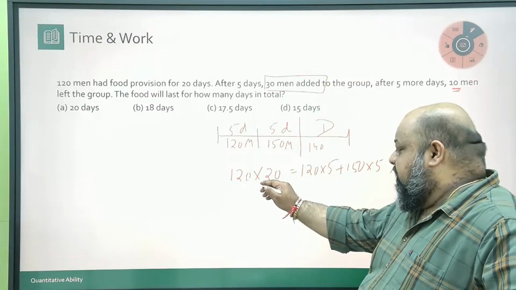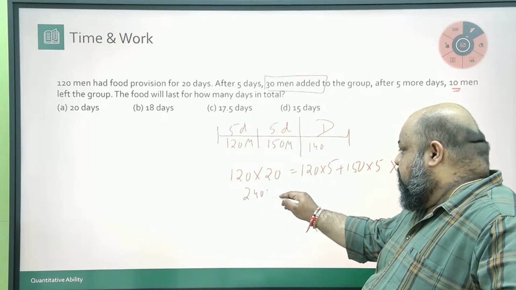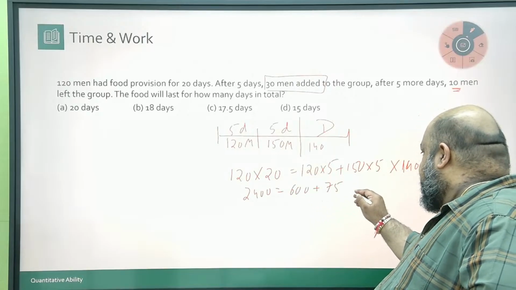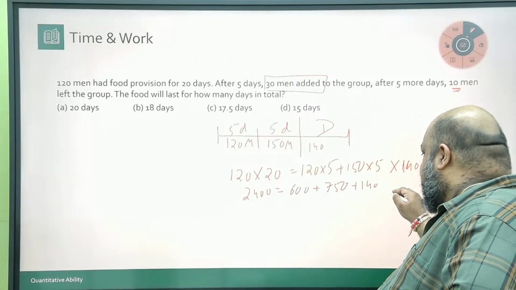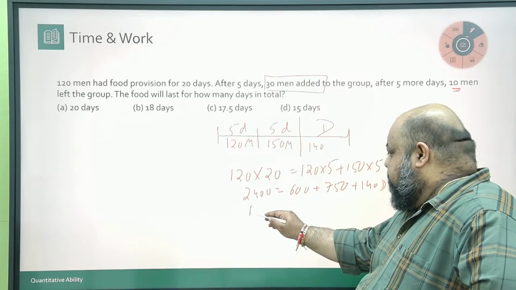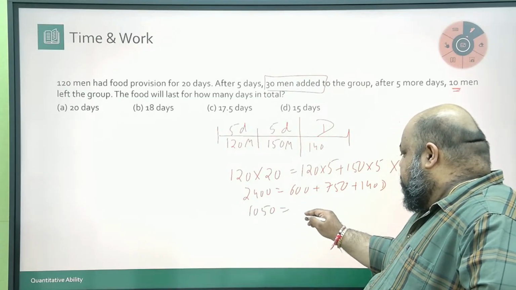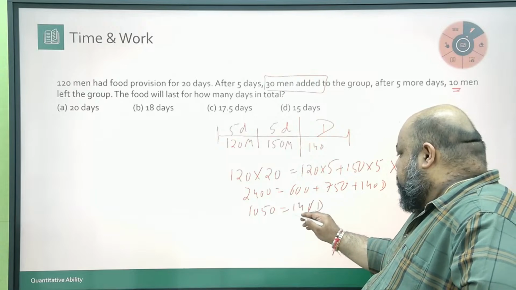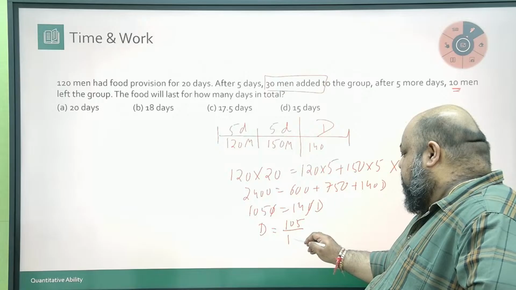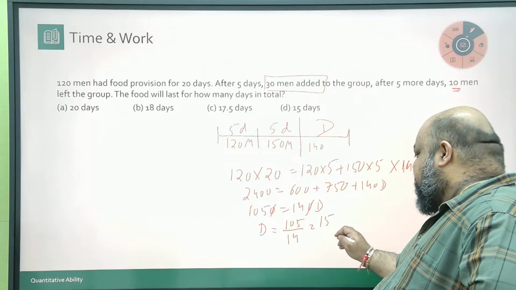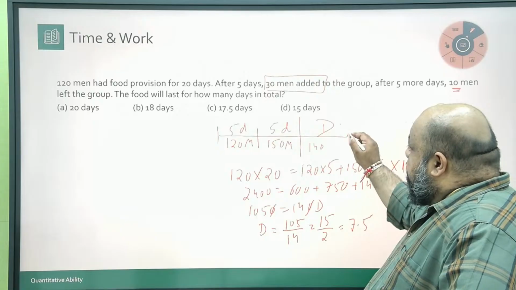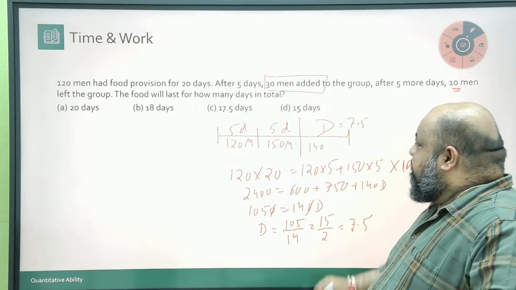I am multiplying: 2400 equals 600, 750, 140D. This becomes 1350. So 1050 is equal to 140D. Zero cancel, D is equal to 105 by 14. 7 15s are 105, 7 2s are 14, 7.5. So the value of D is 7.5.